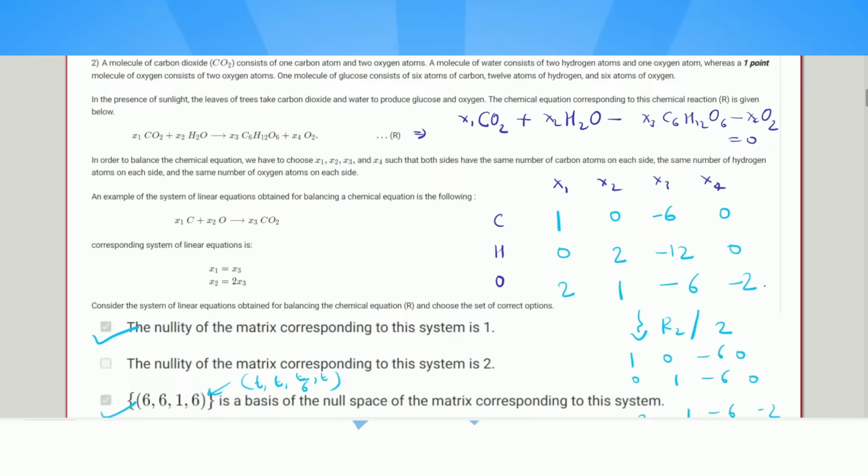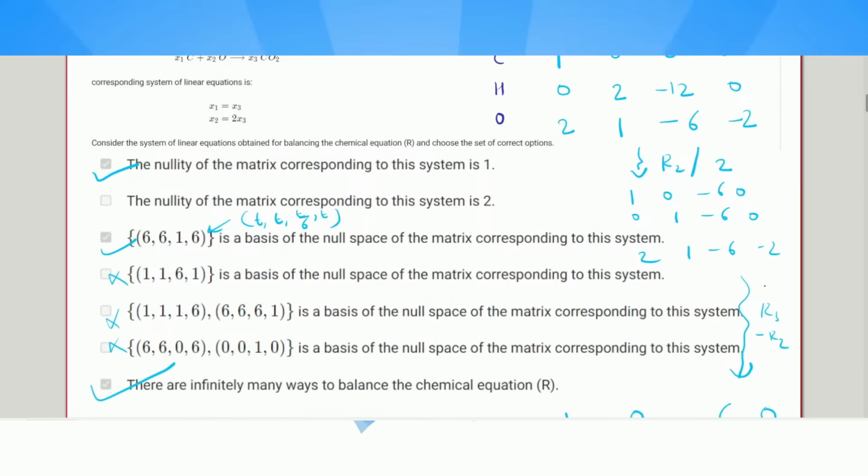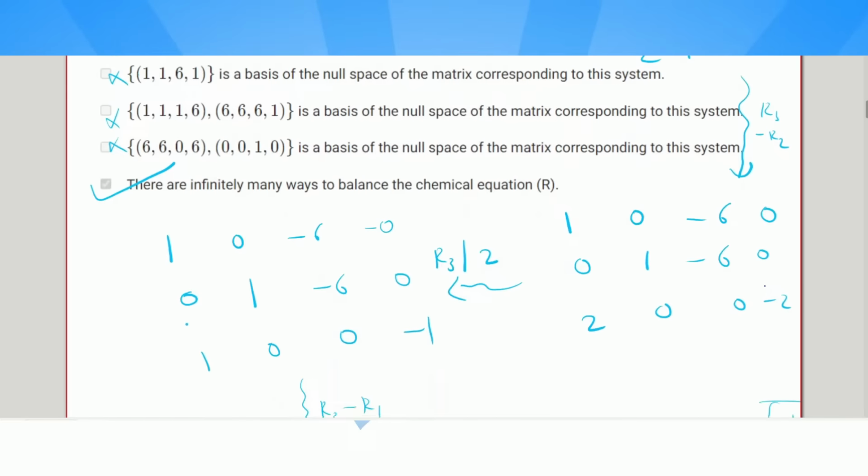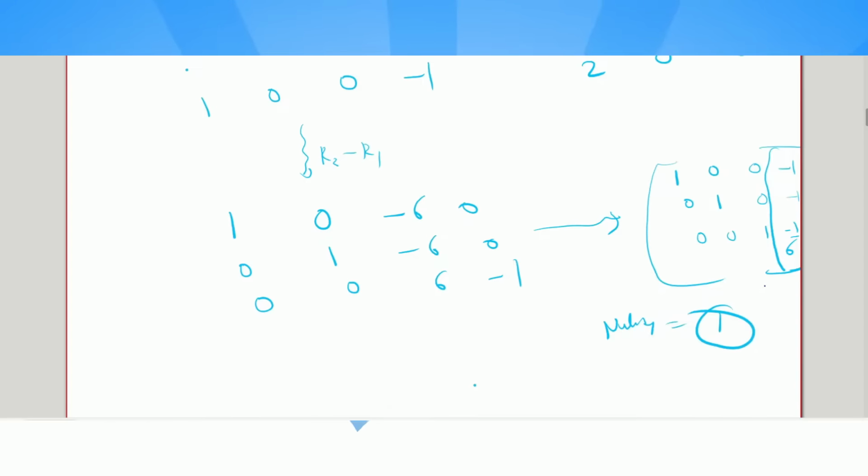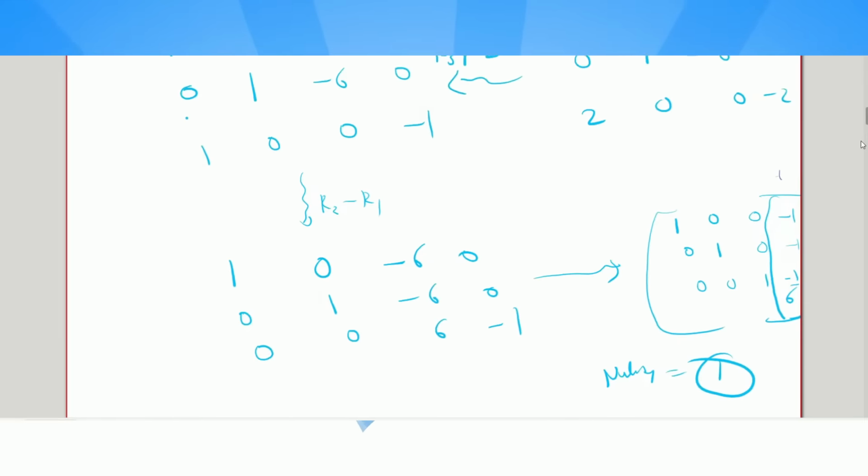If you do the row reduced echelon form RREF, then we will get the matrix. Final matrix will be this: 1 0 0 minus 1, 0 1 0 minus 1, 0 0 1 minus 1 by 6. So what is the nullity? Nullity is the number of independent variable. There is one, number of independent variable is one. So you can calculate the null space, and the dimension of the null space will be the nullity. That also will be one. So nullity will be one.